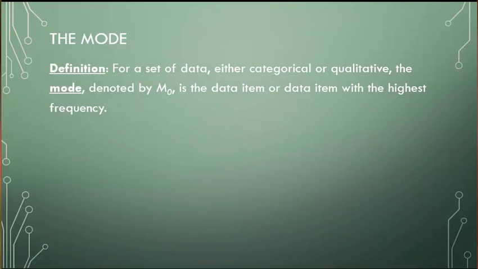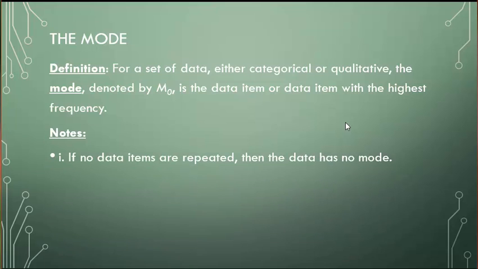The mode's interesting. It has some rather unique properties. We can say for a set of data, either categorical or qualitative, the mode, denoted by M sub 0, that's read M naught, is the data item or data items that have the highest frequency.